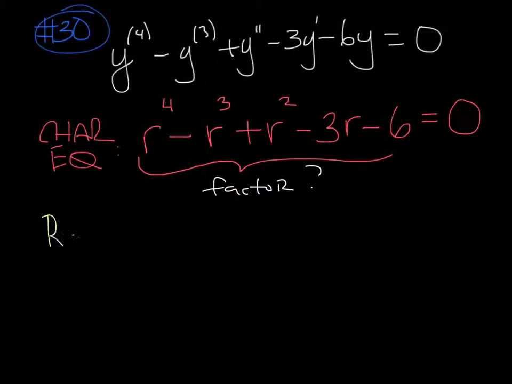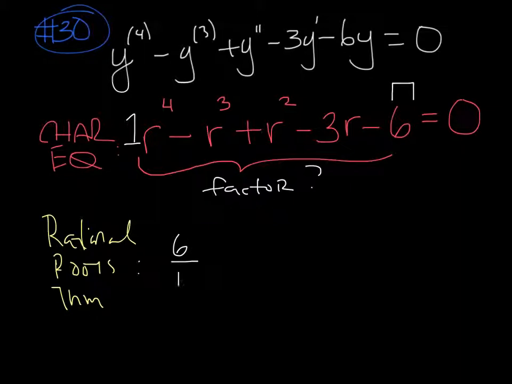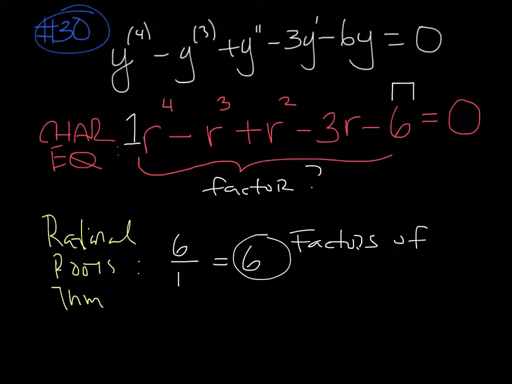So rational roots theorem from Algebra 2. So it's this, right? Now, again, don't focus on that negative 6. It's just 6 over 1. Okay, so 6 over 1. So we have 6. So then again, what are the factors? Again, not necessarily prime factors, but what are the factors of 6?